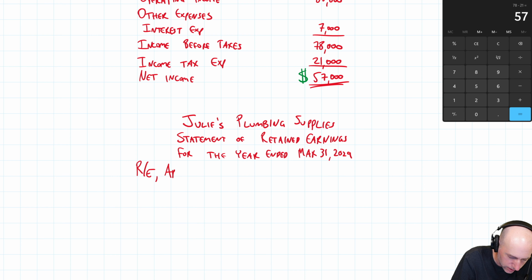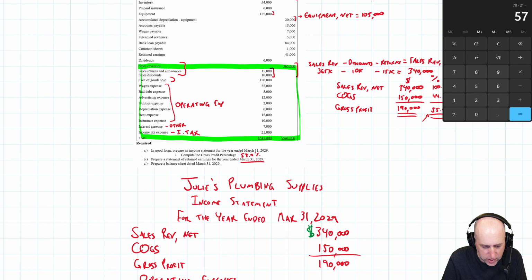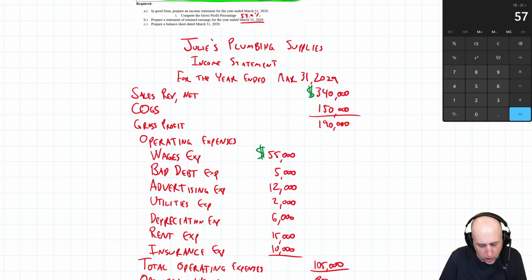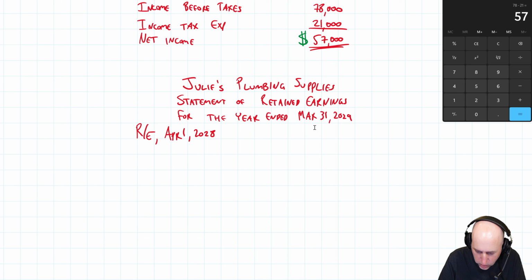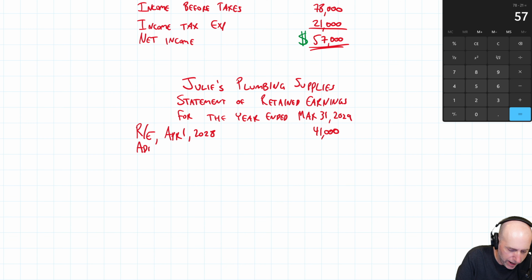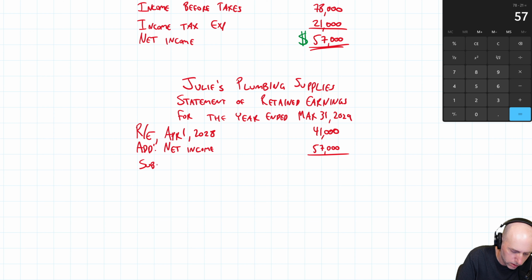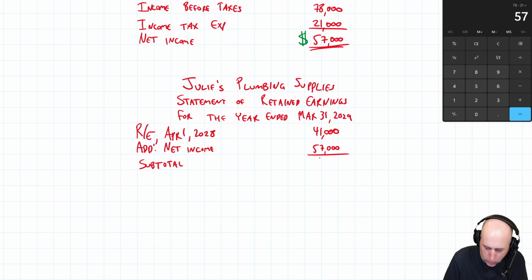So retained earnings, April 1st, 2028, and it'll just be the retained earnings from the trial balance, assuming there were no adjustments to this account, which we can assume. $41,000 is our retained earnings. Everything here goes in the totals column. So 41,000 is our retained earnings. We add net income, which comes from our income statement, 57,000. We subtotal. 41 plus 57 is 98.